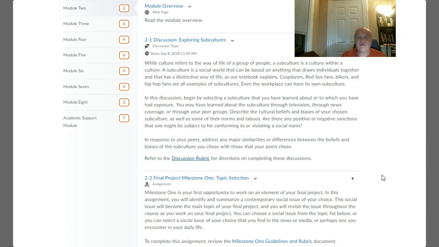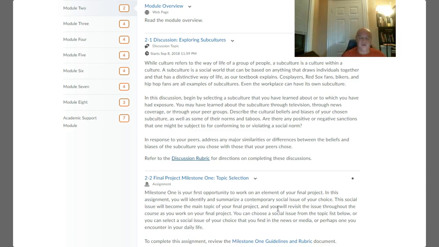The second assignment or data point that you're going to have to consider for Module 2 is Milestone 1. Let me talk briefly about what milestones are in relation to an SNHU course, and this one is no exception. Final project milestone 1, which we'll talk about in a minute, all of these milestones will lead you to elements of your final project.